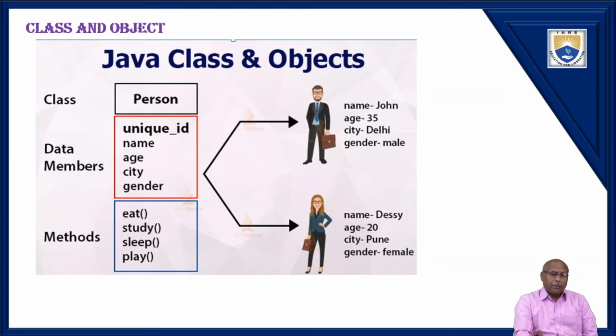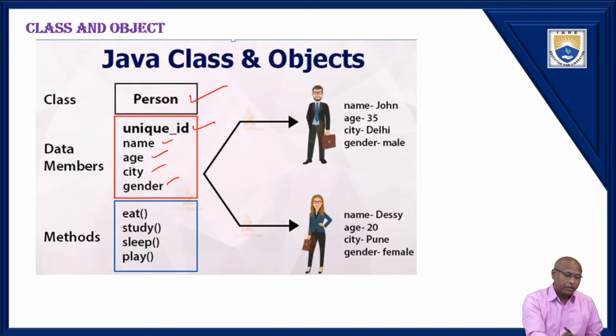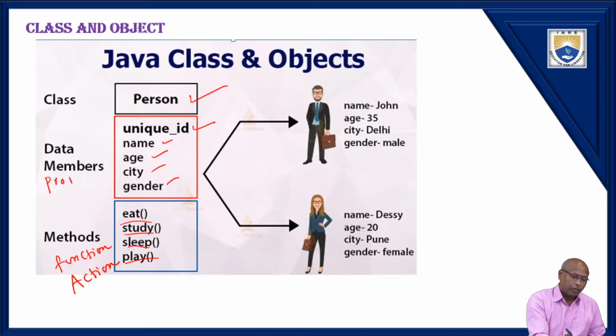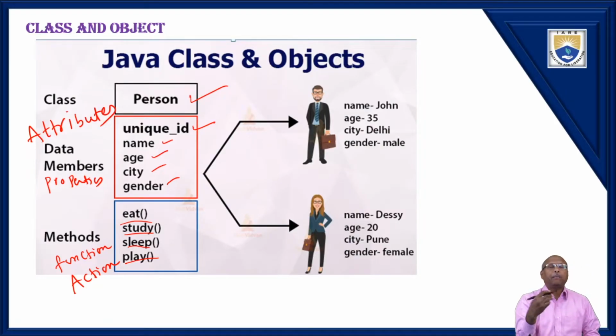Already I think you have seen this type of diagram in earlier classes. Assume a person is a class. ID, name, age, city, gender, they are what? My attributes, or the data members, or properties. Eat, study, sleep, play, they are the methods, or called functions, or called actions. Data members are called properties or also called attributes. Different people write it in different ways, but they are common interchangeable words.